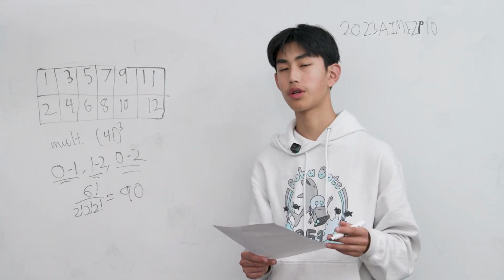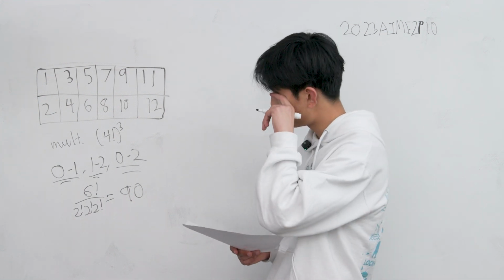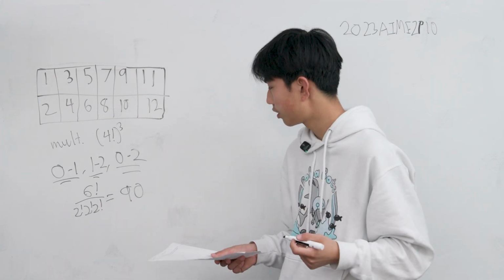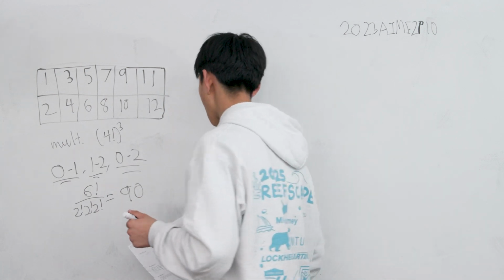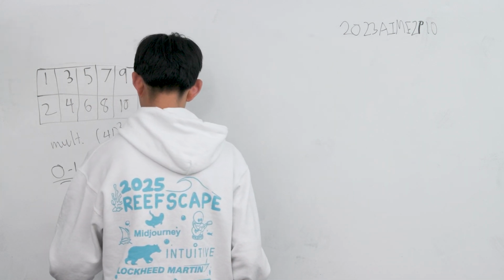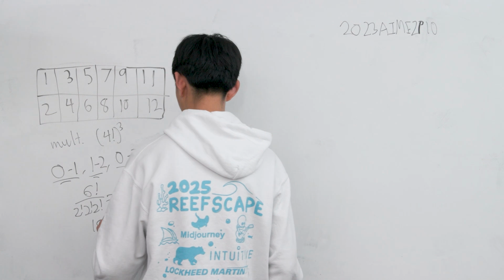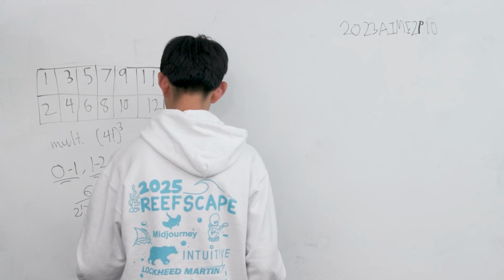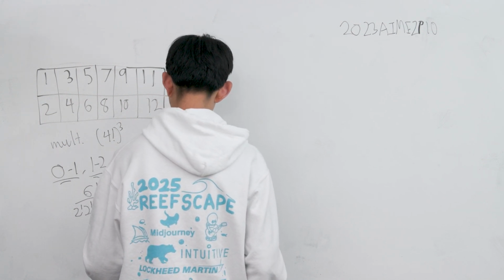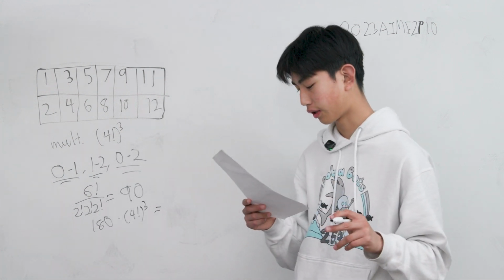However, each column has more than one entry, so this number can be doubled to 180. So 180, and then multiply by this number we got right here, 4 factorial to the power of 3, which is obviously a very, very large number.